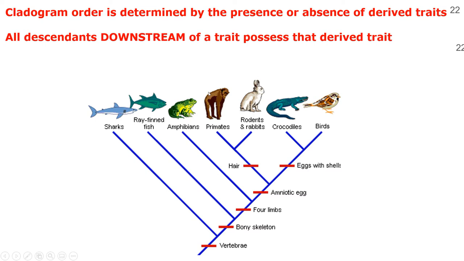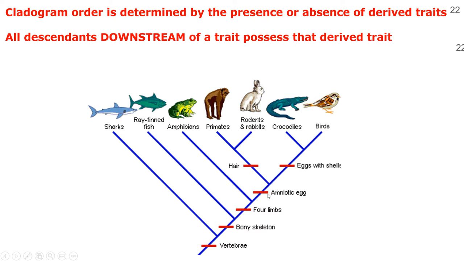So somewhere along the line, something evolved to have hair, and the organisms that are downstream of that ancestor have hair. So in this case, the primates and the rodents both have a derived trait of hair. That's one derived trait that is on this branch. On this branch, we have a derived trait of eggs with shells. So everyone that is downstream of that branch, the crocodiles and the birds, they have eggs with shells.